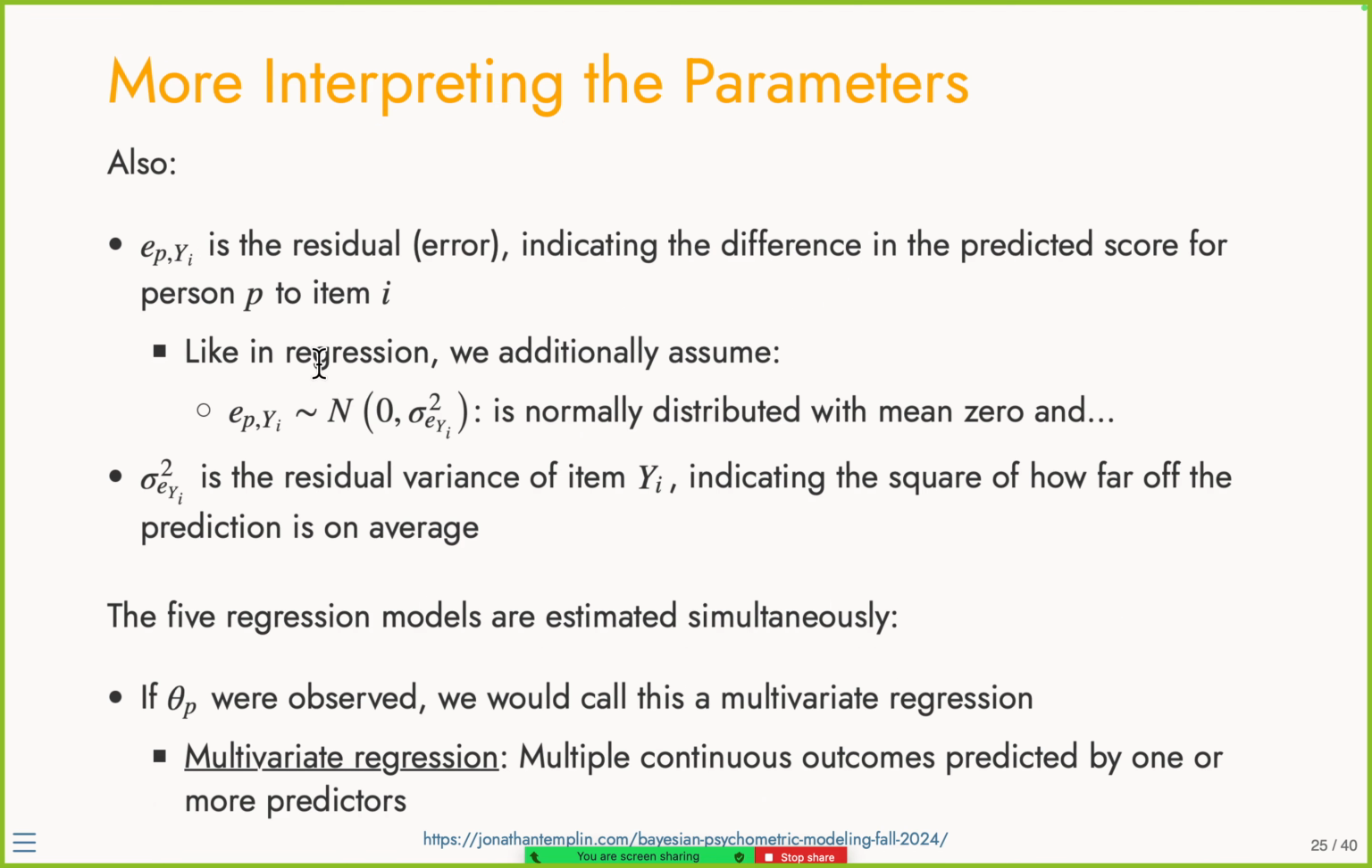Just like in linear regression, we would assume that error follows a normal distribution with a zero mean. That is almost always the case. Otherwise, you put a bias on your other parameters. And a variance of sigma squared. That sigma squared variance is sometimes called the residual variance, right?